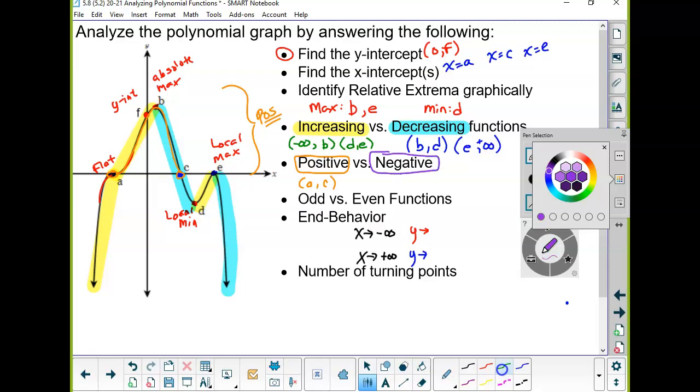And then where will we be negative? We are negative anytime our y value is negative. So anytime we're below the x-axis. And then we just have to be careful how we write this, because this first chunk starts when x is negative infinity and it comes up until a. And then we have the chunk from C to E. All of that is below.